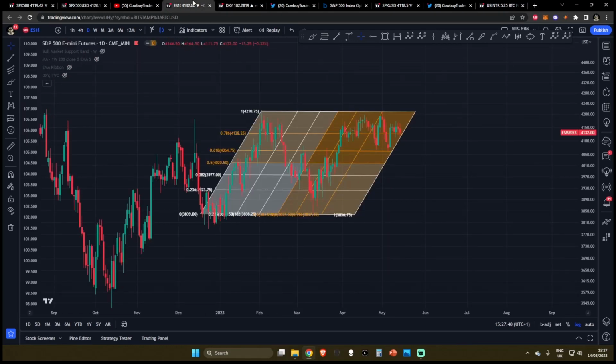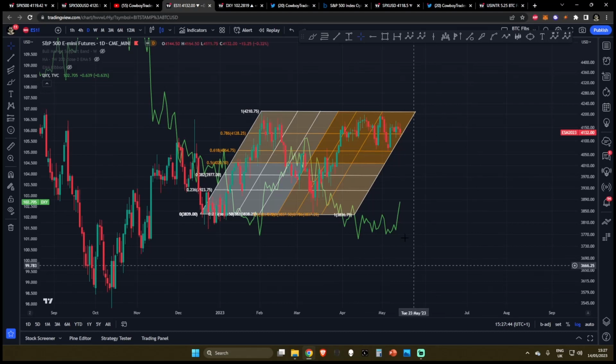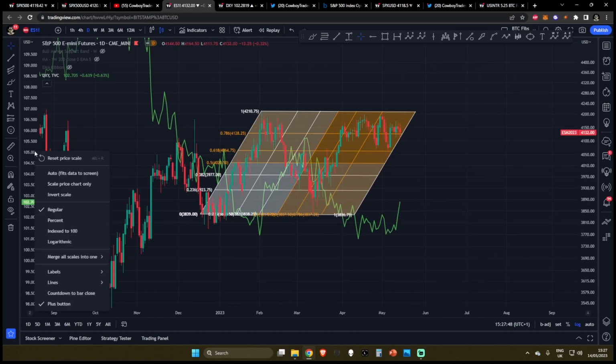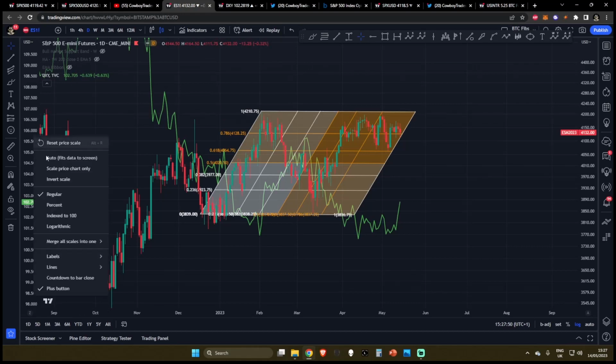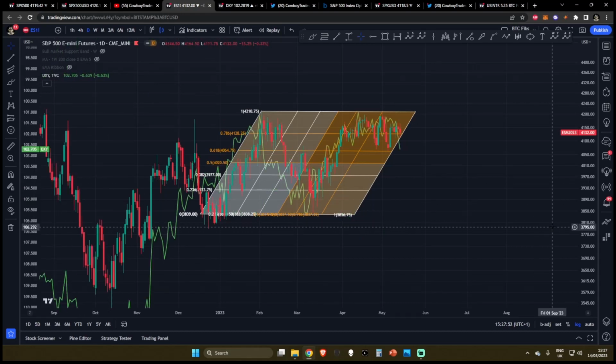What is interesting about this is we all know there's a strong inverse correlation between the DXY and the S&P 500. So if we load up the DXY chart, you can obviously see DXY up, S&P 500 down. What I now want to do is come over to the left side of the screen and invert the DXY. So we're looking at the S&P 500 with the candlesticks, and the inverse DXY in this green line chart.